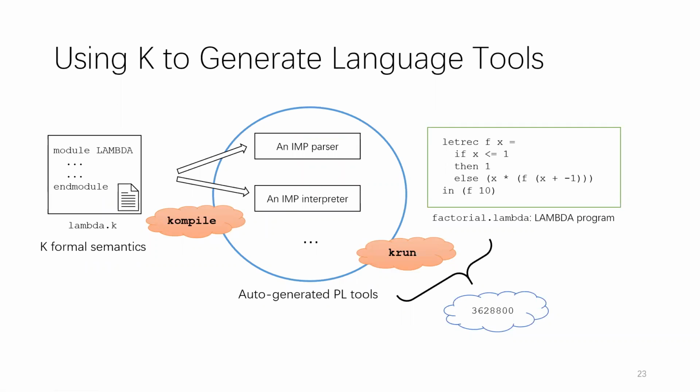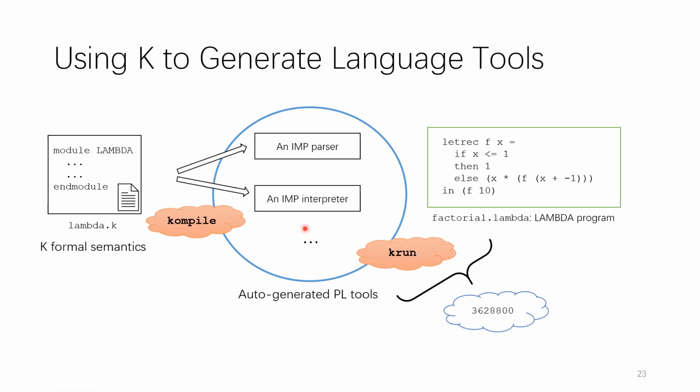To conclude, this picture illustrates what we just saw with K. On the left, we have the K formal semantics of lambda saved in the file lambda.k. Then we can use the kompile command to compile the K definition, and that results in a set of language tools specific to the language lambda. We have used a parser and the interpreter, but there are many other tools, like the verifiers and bounded model checkers, in this blue bubble.